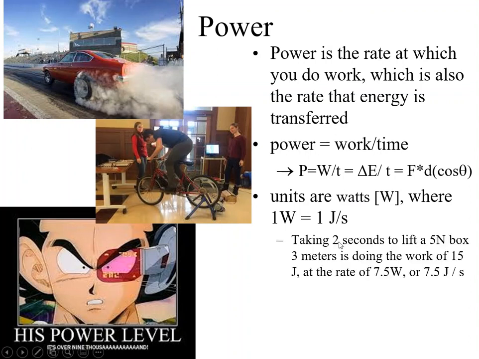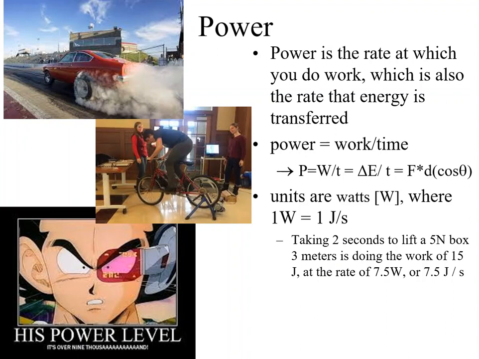Let's see. So let's say it takes me 2 seconds to lift a 5 Newton box 3 meters. That means the work I've done is 15 joules because force times displacement, 5 times 3, and then newtons times meters. 15 joules or 15 Newton meters. So if it takes me 2 seconds to do that, that is going to be a rate of 7.5 watts, or you could say 7.5 joules per second if you would like.